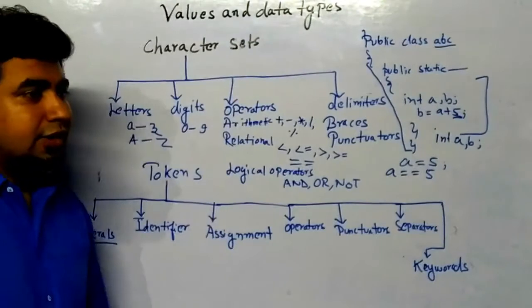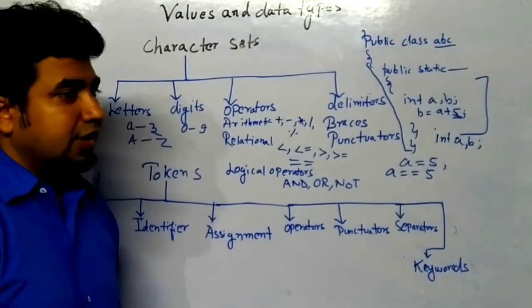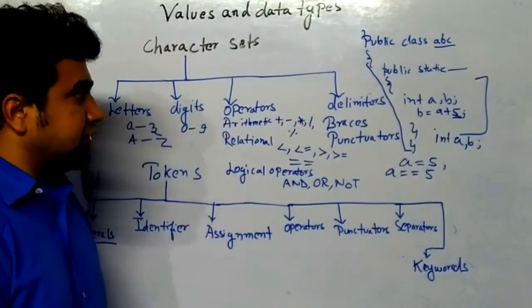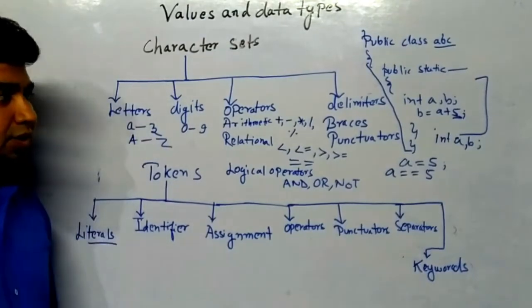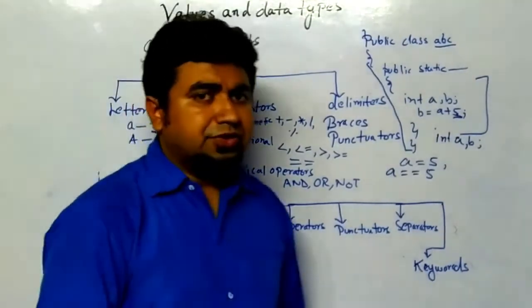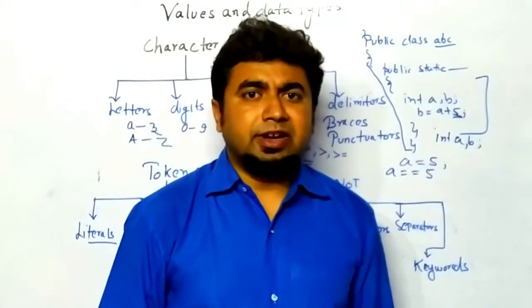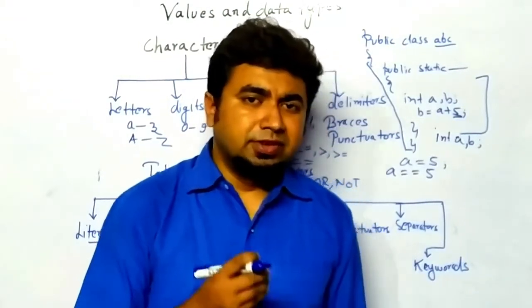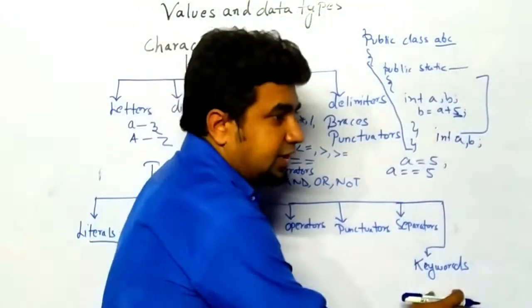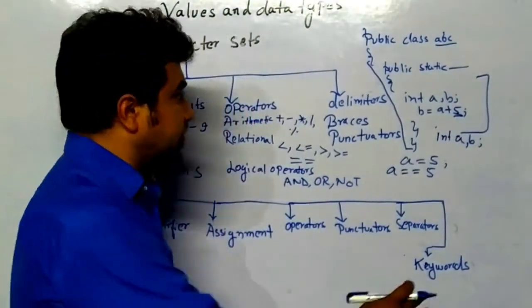Keywords. Now about the keywords. What is known as a keyword? Keywords are reserved words. You can say keywords are reserved words which have special meaning for the compiler. Every language has some grammar. Means keywords are the reserved words which convey special meaning.